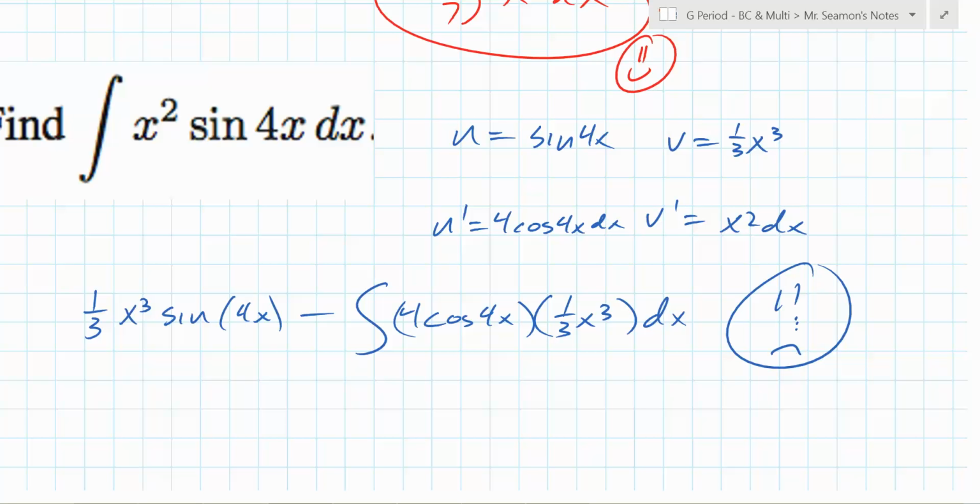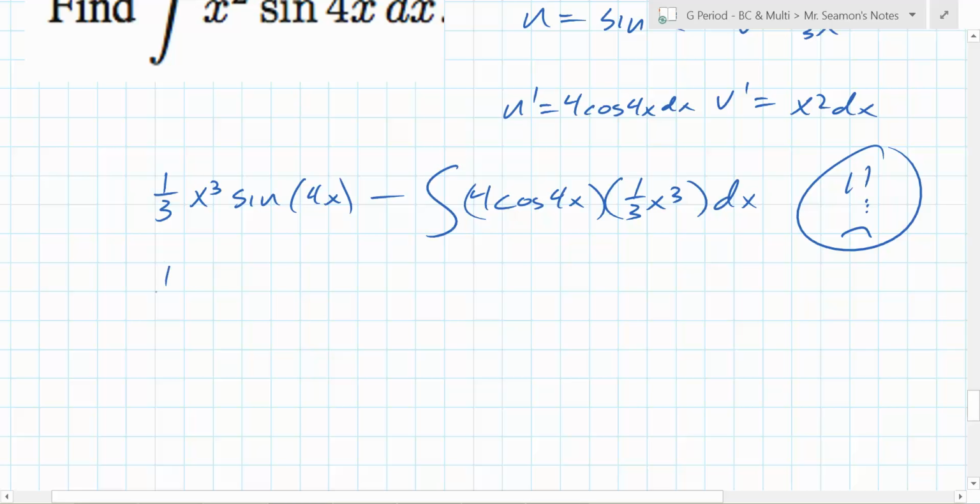Yeah, it seems like we just made it more complicated. Or maybe not more complicated, but is this much different than this? Not really. There's some constant differences, right? Do you agree with that? There's some constant differences? Yeah. So could we clean it up a little bit? Let's clean it up a little bit.